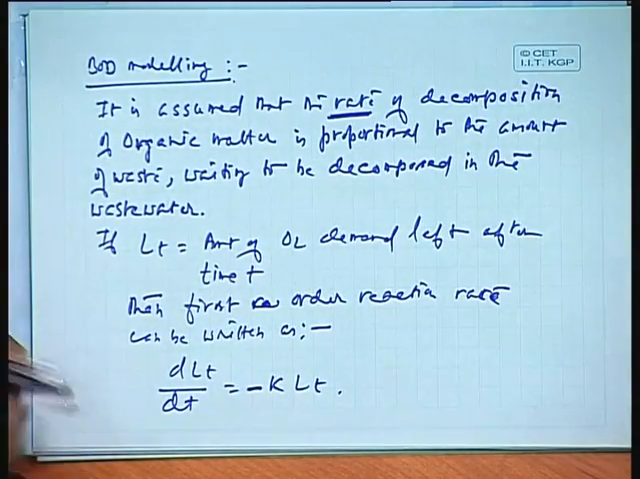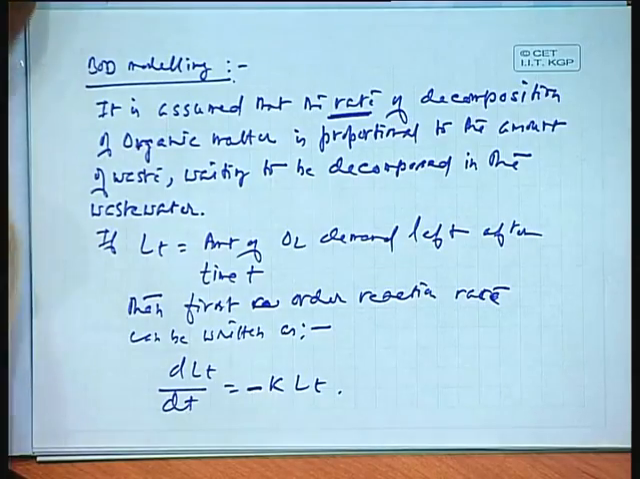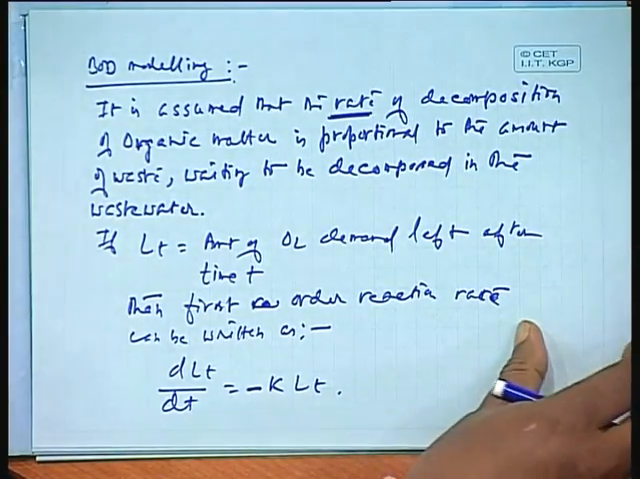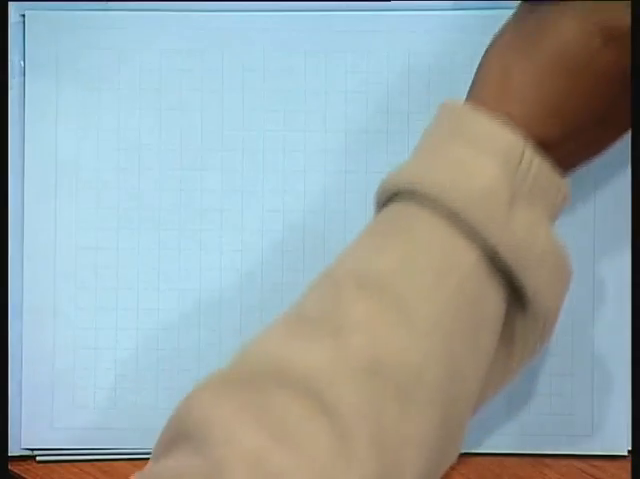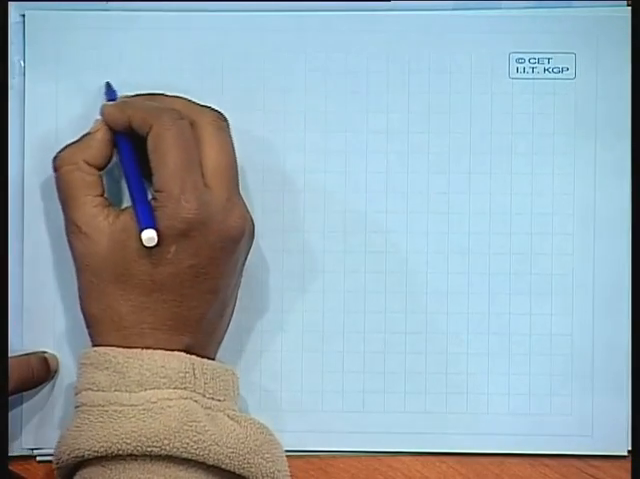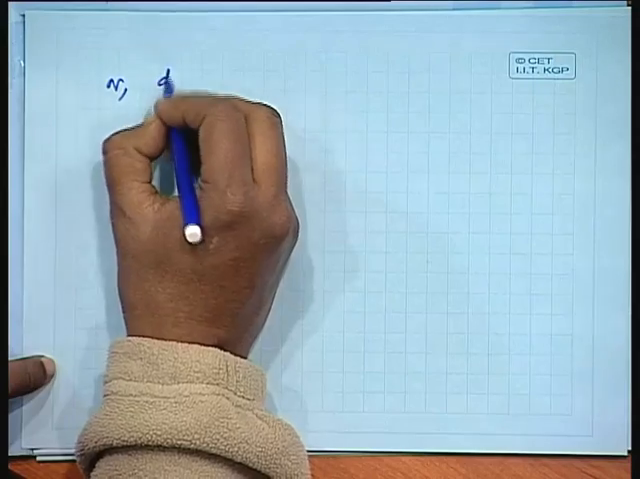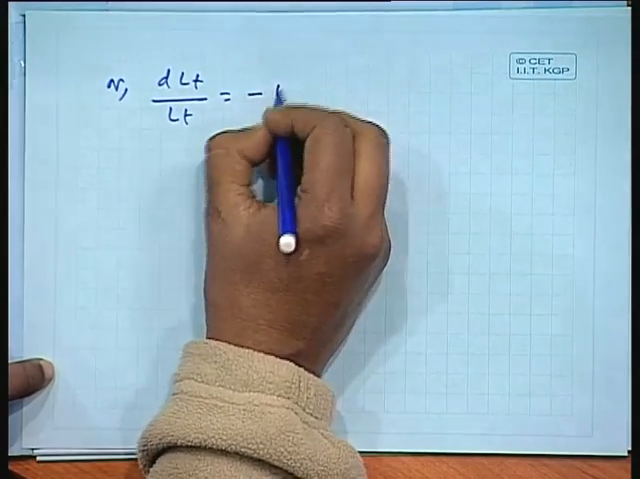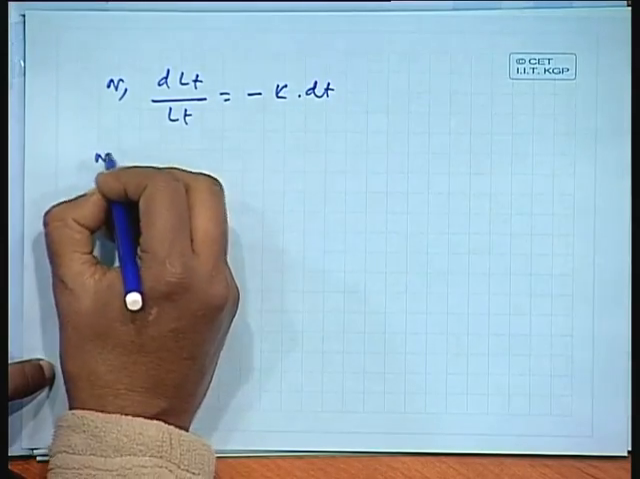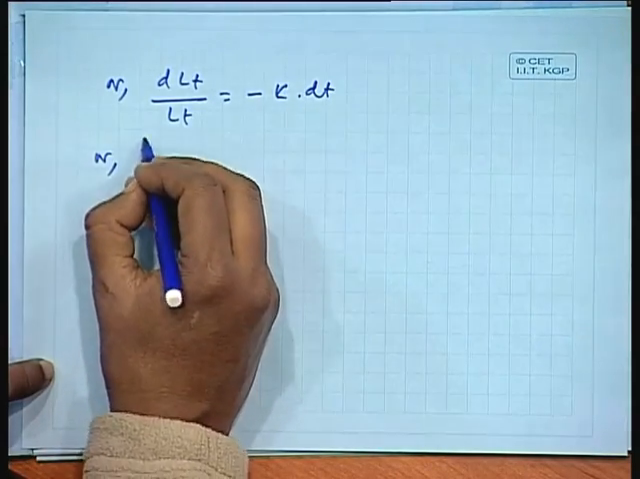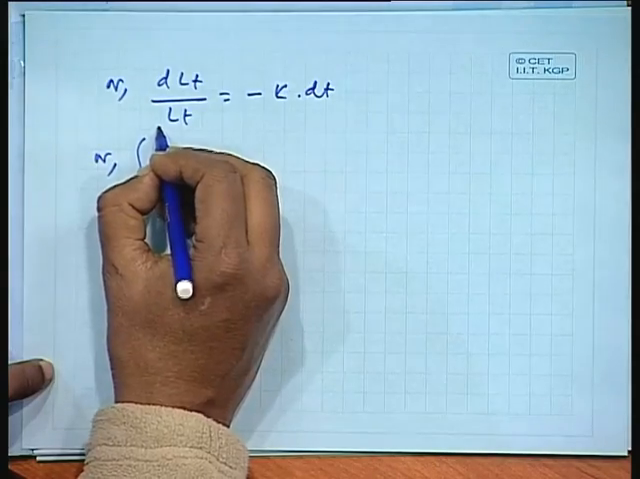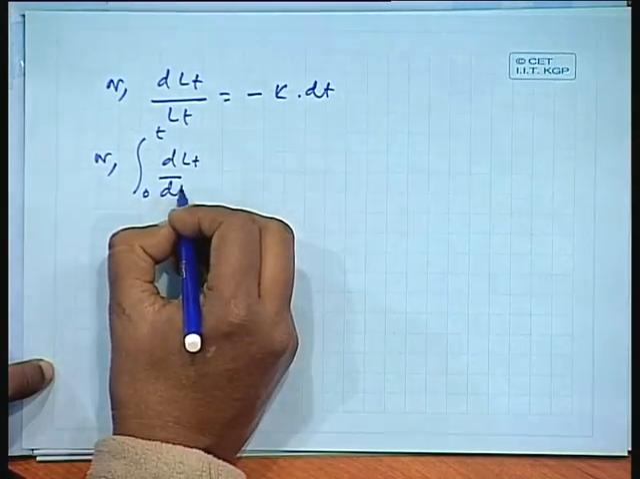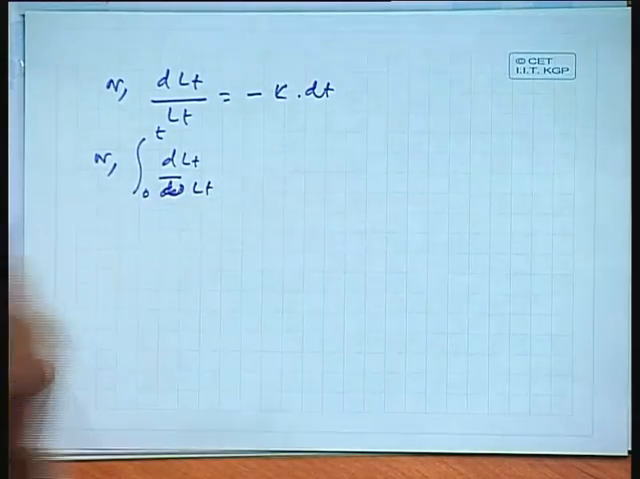Anyway, let us not further waste time on this. As you can see here, e to the power minus kt. From this we can further go on to say that dLT by LT is basically k into dt. So, on integration, this is 0 to t.